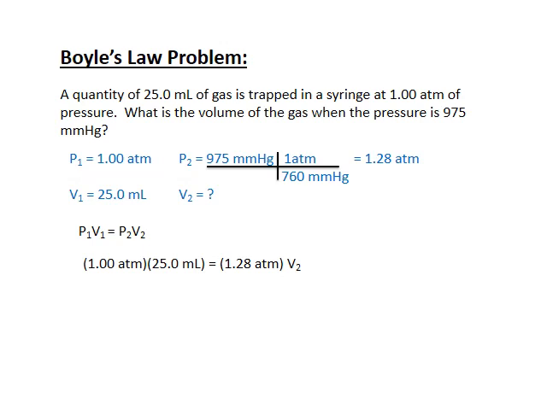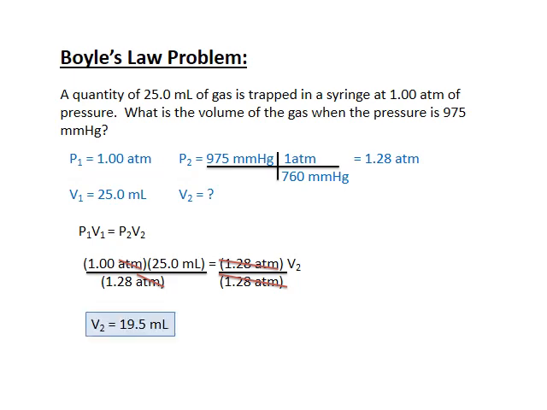I can plug the numbers in their appropriate spot. That's the beauty of having a table, it helps you get the numbers in the right spot. So 1 atmosphere times 25 milliliters is equal to 1.28 atmospheres times whatever V2 is. In order to get V2 all by itself, I'm going to divide both sides by 1.28 atmospheres. They're going to go away from the right-hand side, and the units go away as well on the left-hand side. And if I just do the math, I get 19.5 milliliters.